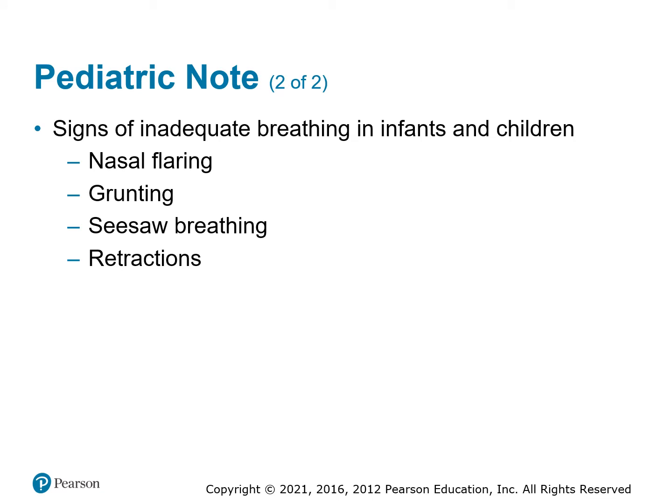We will see nasal flaring if they're having difficulty breathing. Because they are so dependent on breathing through the nose, they will have difficulty breathing, and you'll see the nose flapping back and forth. They'll be grunting, trying to force air in and out. You'll see seesaw breathing, so as the chest rises, the belly decreases. As the chest decreases, the belly increases. So it goes back and forth. We also see retractions. As the intercostals try to help out the diaphragm, they contract, and you'll see that indentation between the ribs as they take a breath.